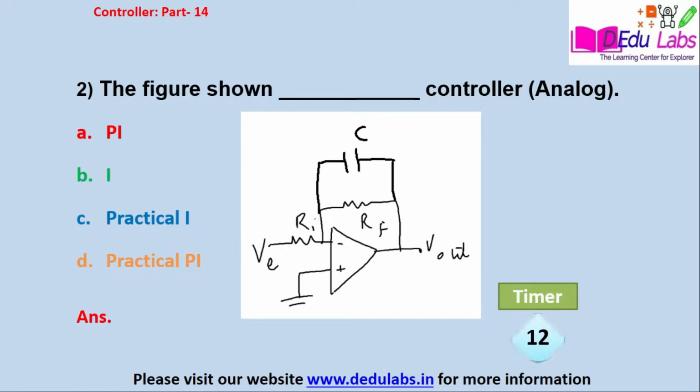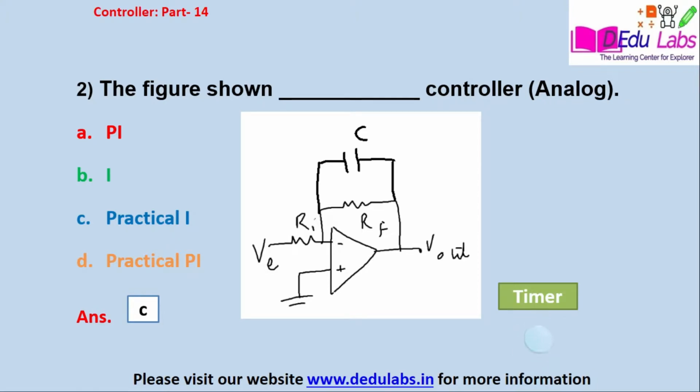The answer is option number C, that is a practical integral. See, as shown in the figure, the error in the form of voltage is applied to the inverting terminal of the op-amp through the resistor R1, and in the feedback side there is a resistor RF and a capacitor used, and the positive terminal of the op-amp is connected to the ground.